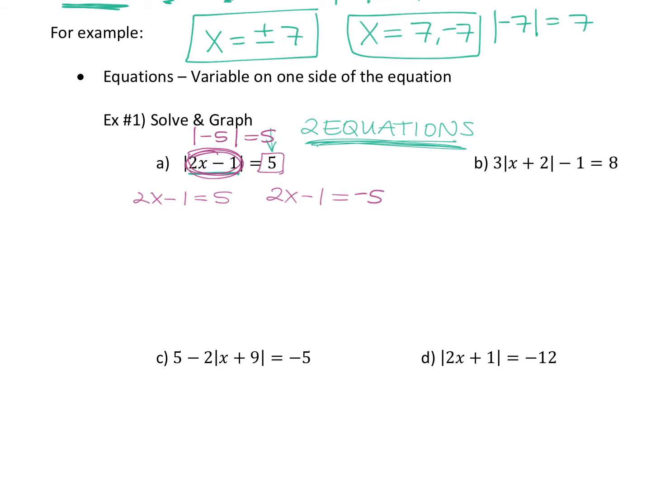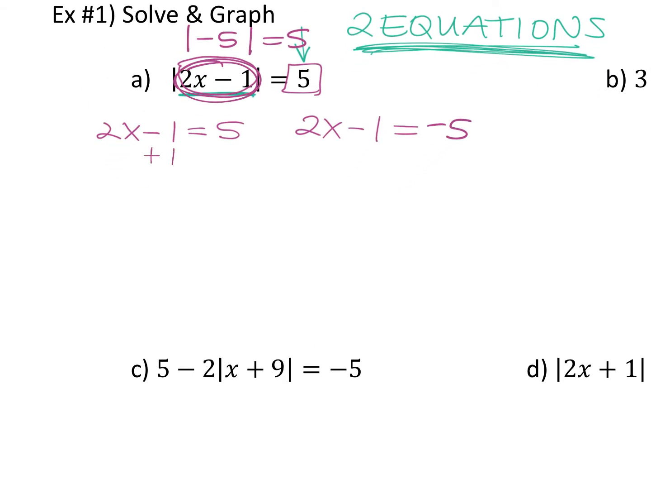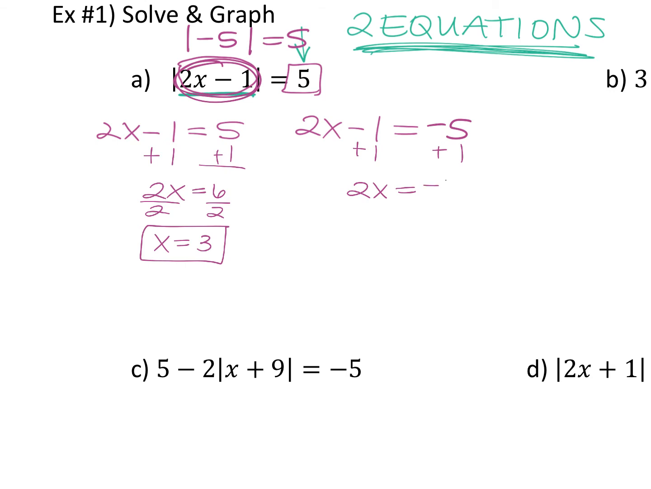So to solve, we're going to go plus 1. So 2x equals 6, divide by 2. So x is 3. Okay, that's one answer. Or if we add over here, careful with negatives, right? Negative 5 plus 1 is what? Negative 4. We divide by 2. So x equals a negative 2. So x could be 3 or x could be negative 2, and it would make that absolute value equation true. Okay?